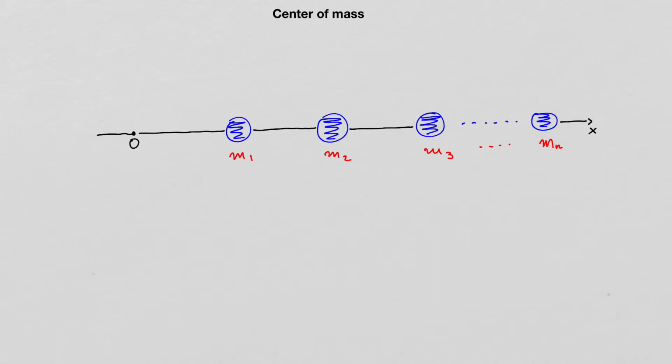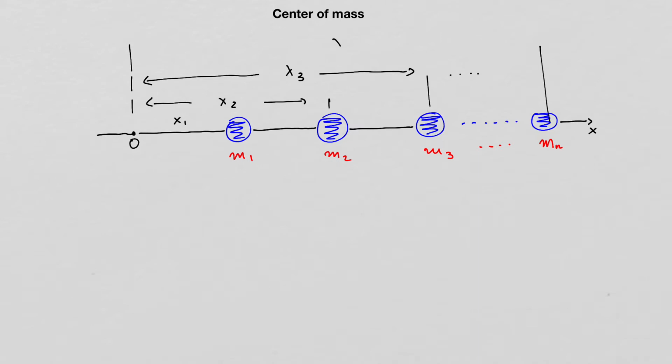So the first particle has position x1, the second particle has position x2, the third particle will have position x3, and so on. The nth particle will have position xn. Then I can construct the following ratio.